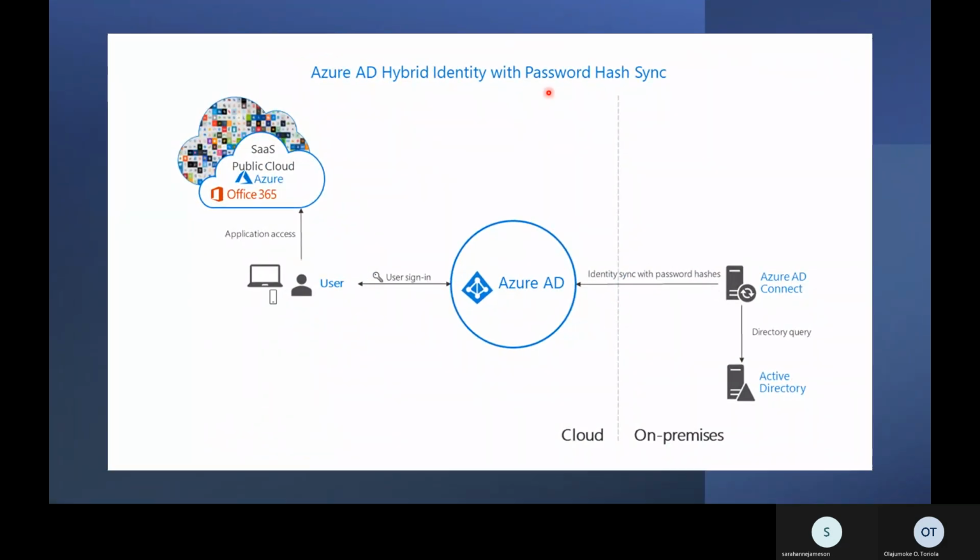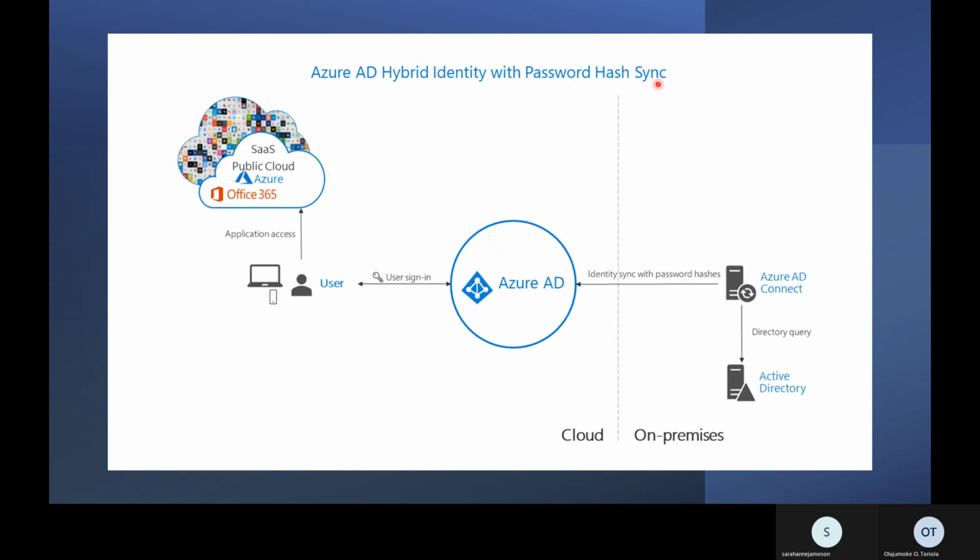So let's look at how this works. The first one is Azure AD Hybrid Identity with Password Hash Synchronization. You can see this is your SaaS solution, Office 365, every one of your SaaS solutions. This is your Active Directory on-premise. This is your on-premise, this is your cloud. You can see the demarcation. This is the cloud. You have Azure AD that should authenticate any user that wants to access anything in the cloud.